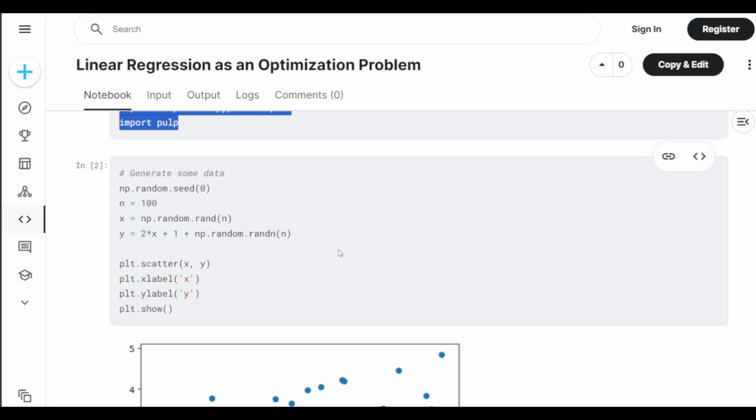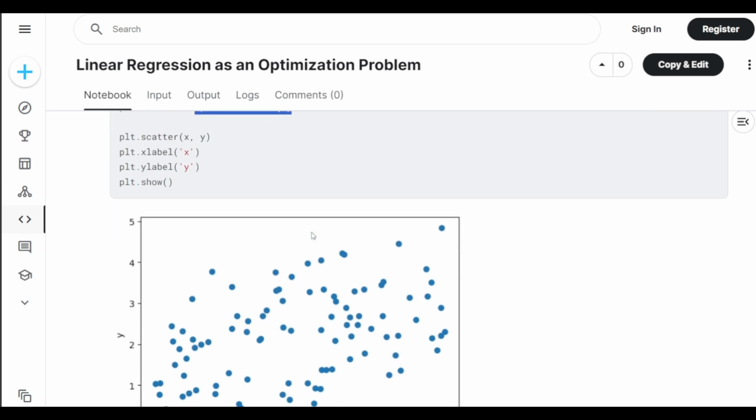Then we would want to generate some data. We set a random seed using NumPy. We would want to generate 100 data points. We generate random 100 values and save it in a variable called x. For the target variable or the y variable, we would want to model this as a linear equation. So 2x plus 1 plus some noise. And this noise will add some variability to our data.